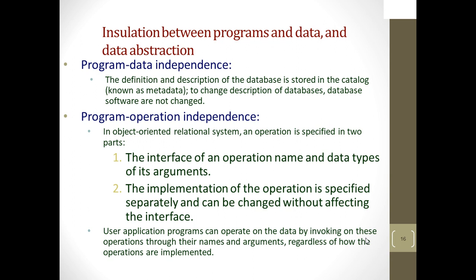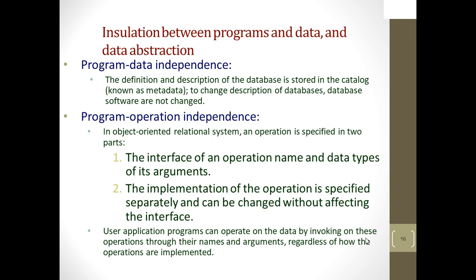Now, program data independence means there is the application program and the data, and they are independent of each other. There is no dependency between the application program and the data. And the next one is program operation independence. See, a program defines certain work. Now how that work gets done is not the program's responsibility. Maintaining or bringing that operation to action is taken care of by the DBMS.